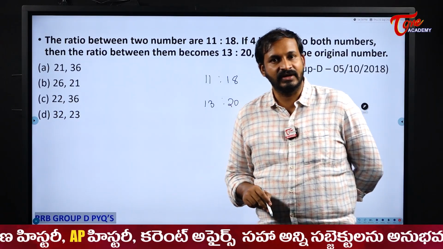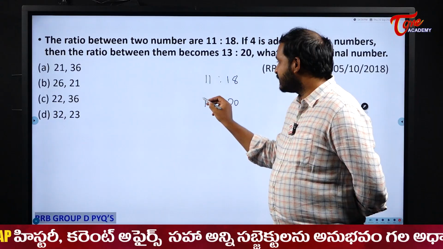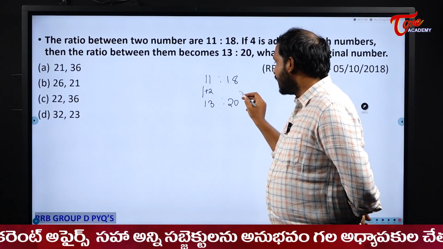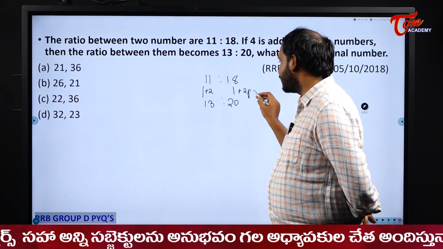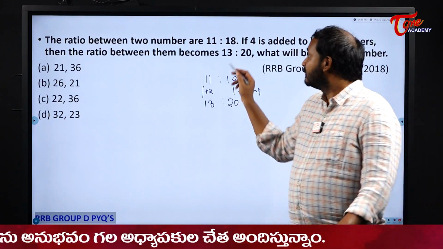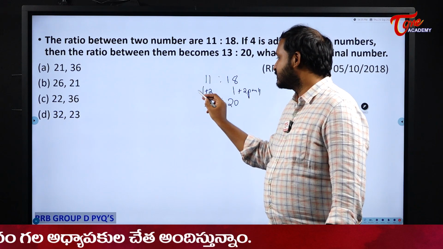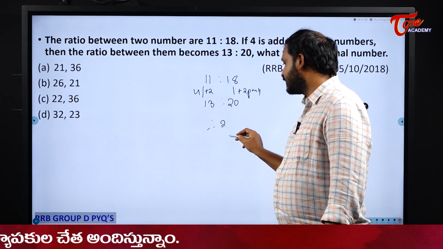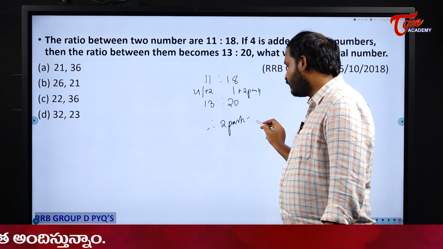It is becoming what for us here? Now please observe here, it was increased by 2 parts and this one is also increased by 2 parts. Luckily here both are increased by the same value, and what is it? 4 is added. So directly I can take that 2 parts is equal to 4.